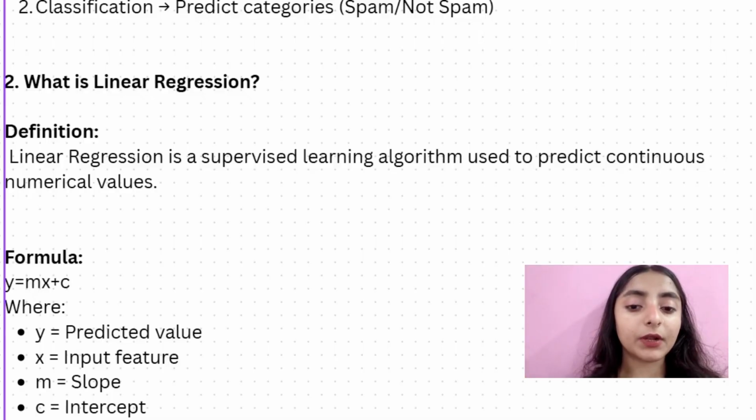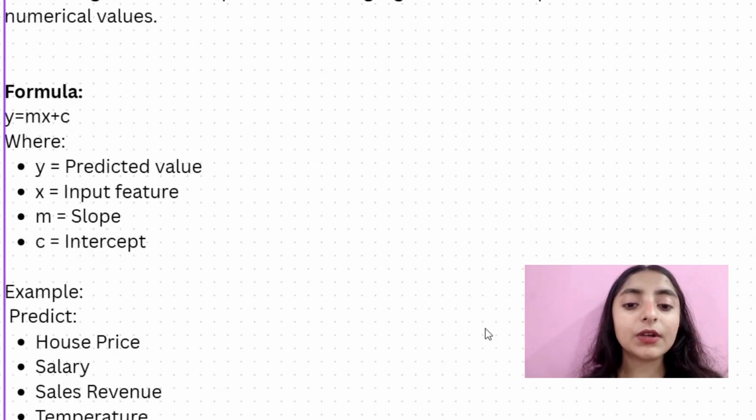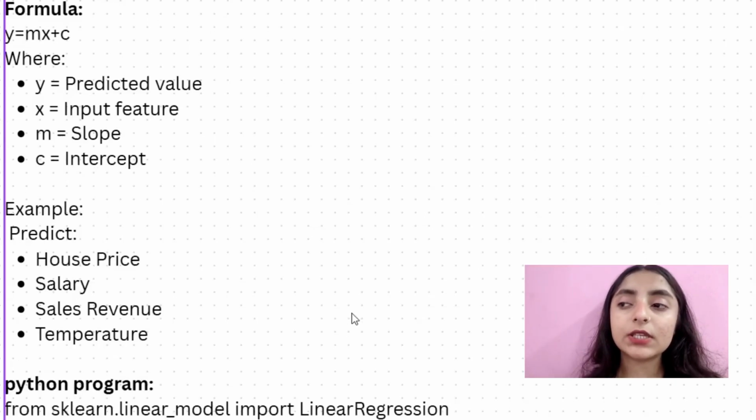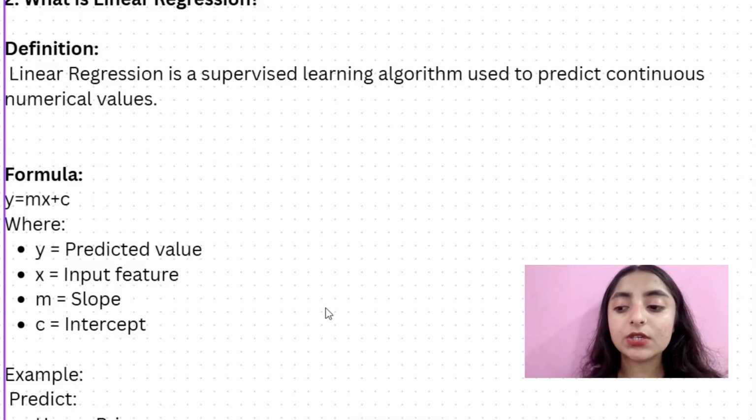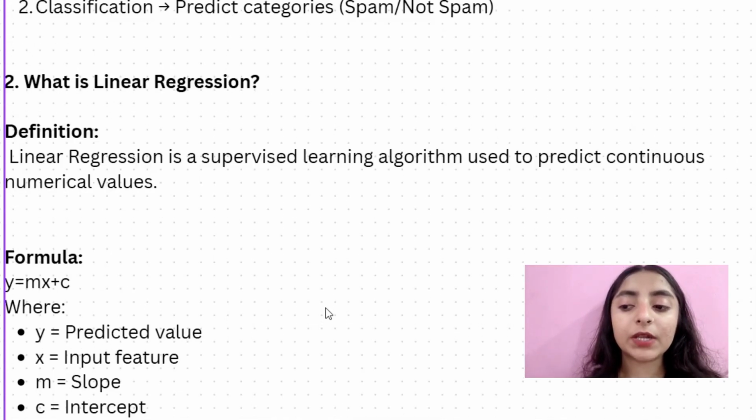If your house size increases, the house price generally increases. Linear regression learns this relationship and also predicts the prices for new houses, because it knows that if house size increases, the prices will generally increase. By learning this, it will predict on new data, meaning new houses. For example, we can predict house prices, salary, sales revenue, and temperature. So this is all about linear regression. And once again, we will see what is linear regression.